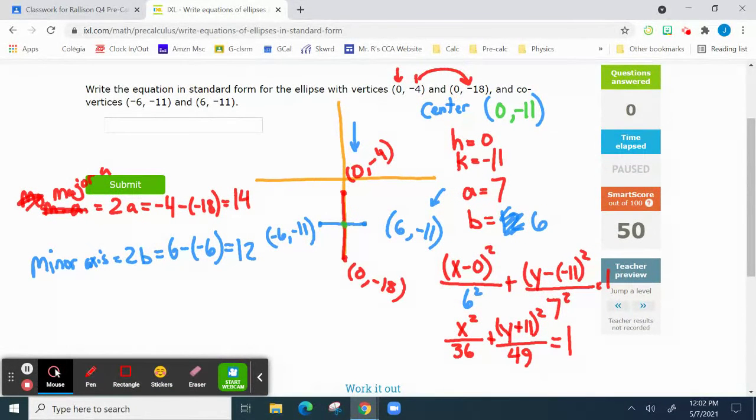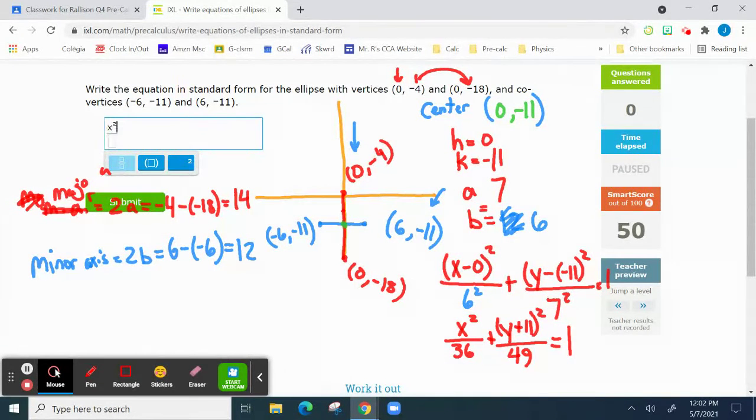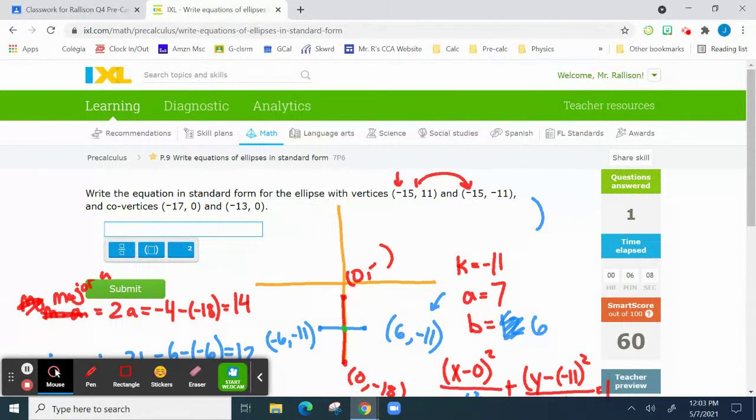Oh, I don't need to move that at all, do I? Okay. So we got x squared over 36 plus (y plus 11) squared over 49 equals 1. Don't forget the equals 1. Hopefully I didn't do anything weird like I did in the last one. There we go. All right.